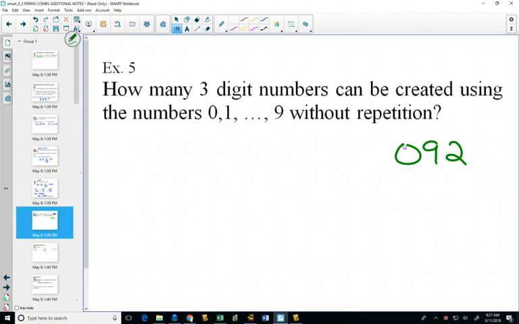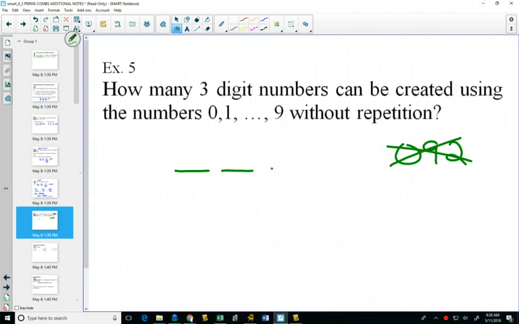Is it? No. 092 could be a 3-digit code, but 092, if that's 92, 92 is not a 3-digit number. So first of all, we have to understand, what does this mean? 3-digit number, right? 001 is the number 1. It's not a 3-digit number, but it could be a 3-digit code, right? It could be important if that's like your agent number 007 or something like that. But this is not a 3-digit number.